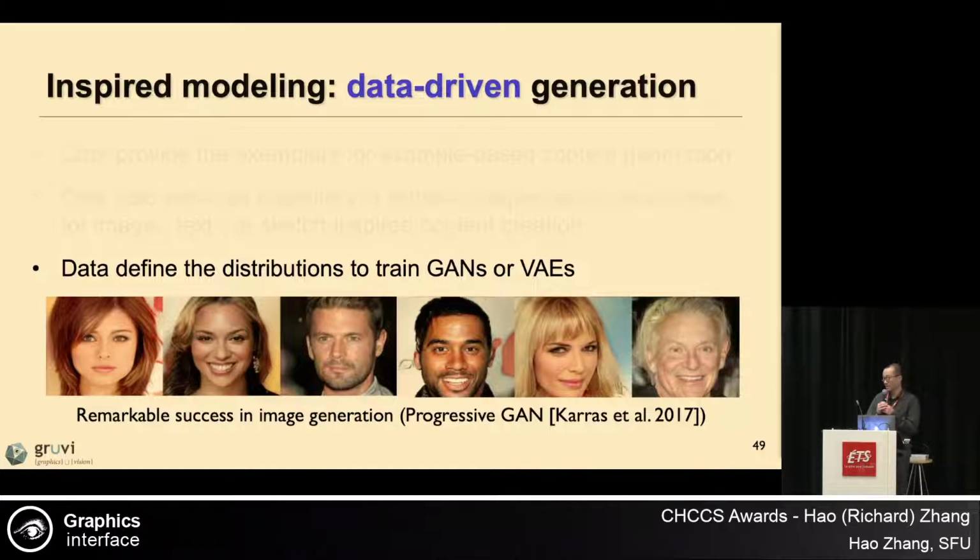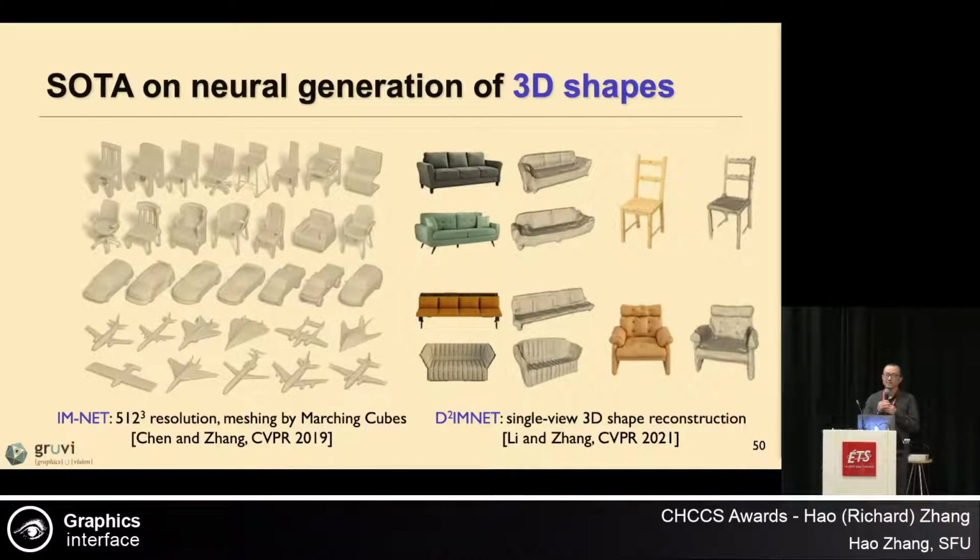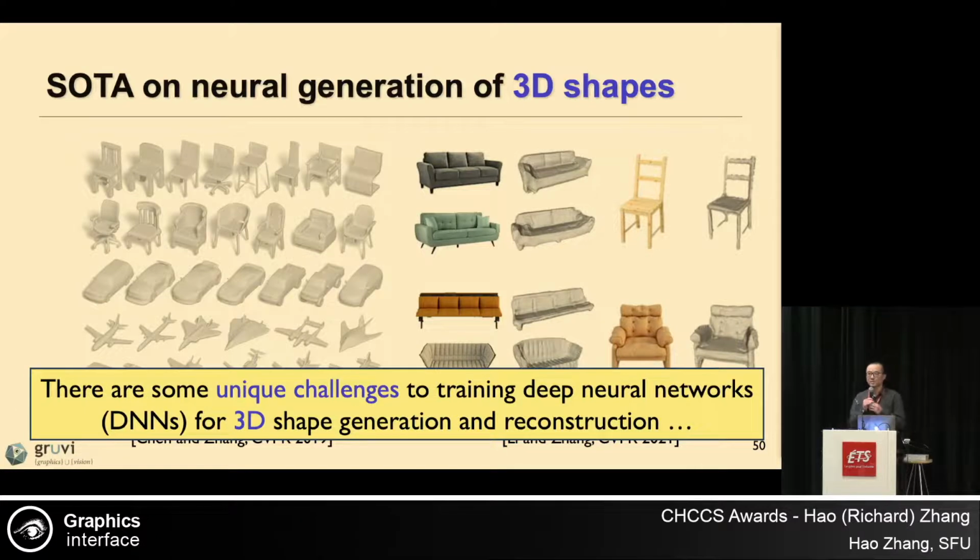Okay, so this was work done quite a few years ago. It's considered an old paper by machine learning standards. The results for faces are amazing, especially from StyleGAN. Now, I always think that generating 3D shapes is more of a graphics problem. So this is considered the state-of-the-art result for 3D shape generation. As you can see, in terms of quality, they are actually far from satisfactory. There are indeed some unique challenges to 3D data. So this is one I want to get to.